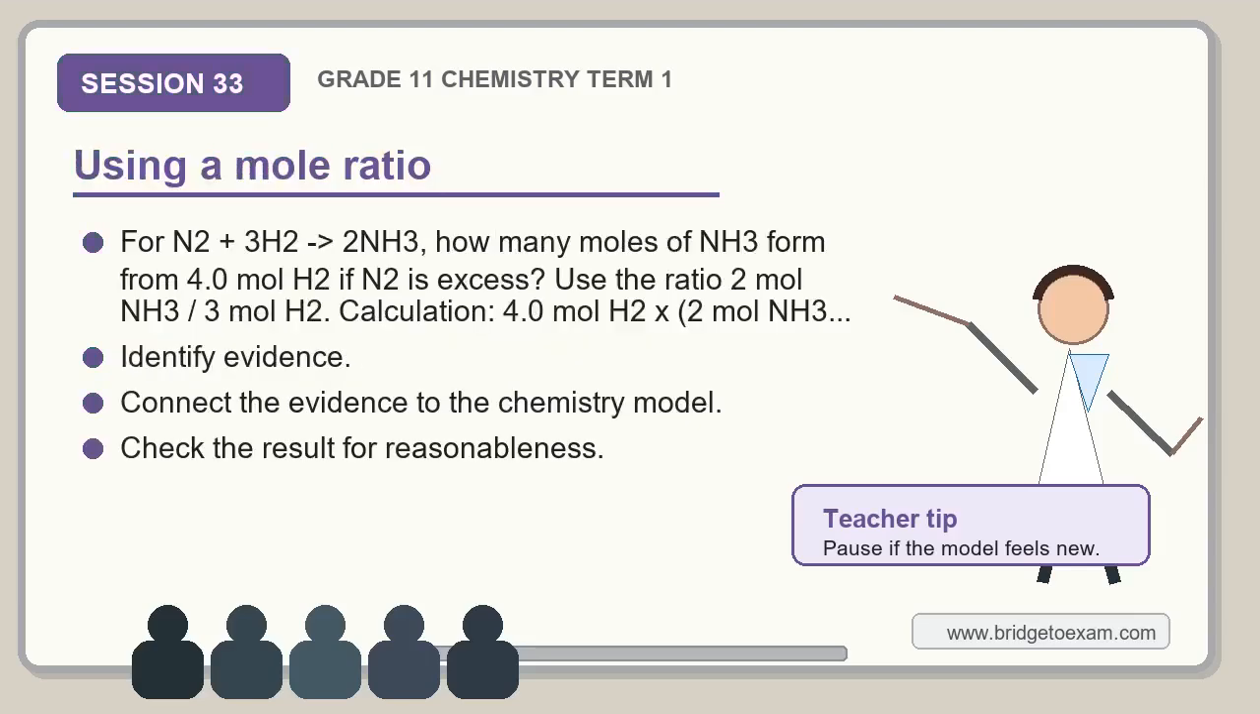Now let's work an example. Using a mole ratio. For N2 + 3H2 gives 2 NH3, how many moles of NH3 form from 4.0 mole H2 if N2 is in excess? Use the ratio 2 mole NH3 per 3 mole H2. Calculation: 4.0 mole H2 x 2 mole NH3 per 3 mole H2 equals 2.7 mole NH3. Notice how the answer comes from evidence and reasoning.